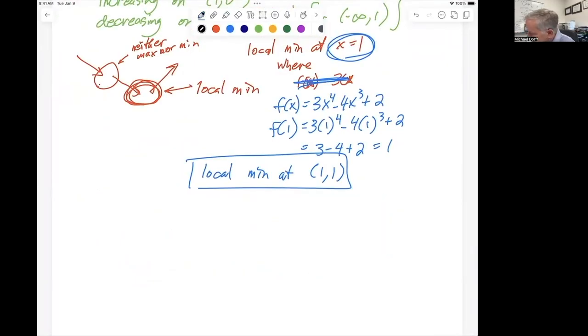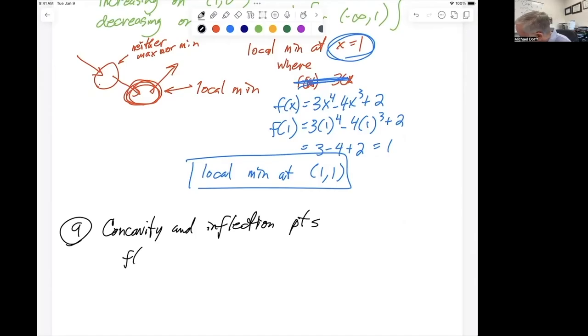Next problem here, concavity and inflection points. So let's do the same function. Remember we had f of x equals 3x to the fourth minus 4x cubed plus 2.